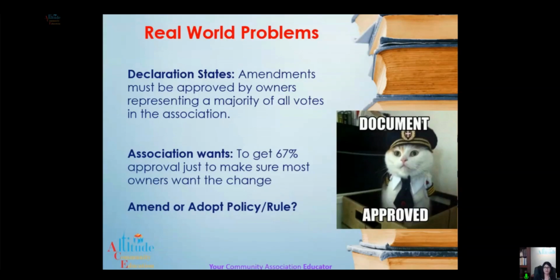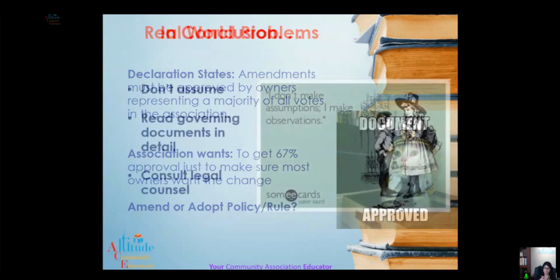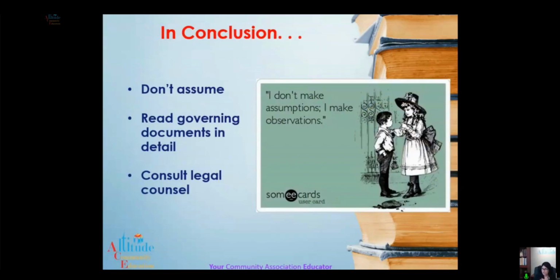All right. So we're going to have 14 minutes for questions, which is amazing. So in conclusion, don't assume. Read your governing documents in detail. All these things that I put up on the screen for you, they're not really readily visible. You actually have to look for them, and they could be scattered in provisions that you never thought would contain that language. So read the governing documents, and please consult with legal counsel. It's so much easier to do it right the first time than to try and dig yourself out once it's done incorrectly. So please do that.